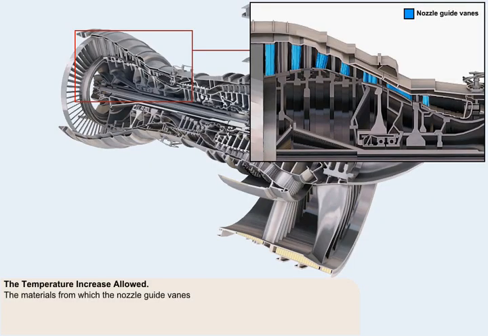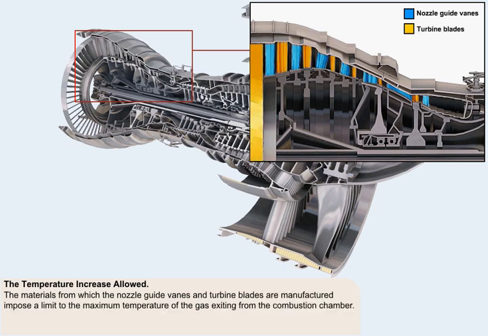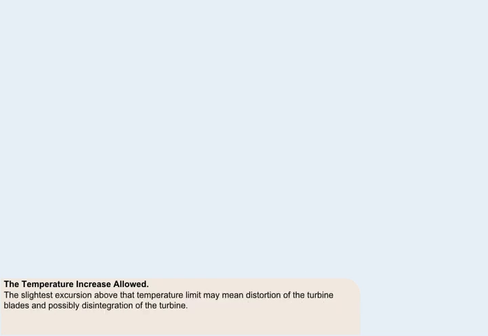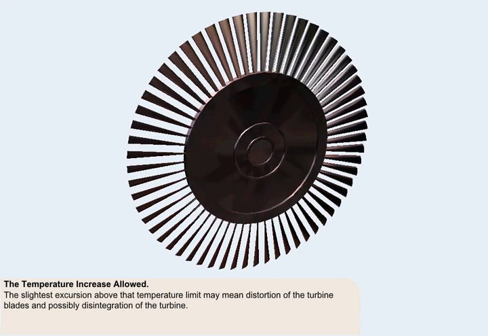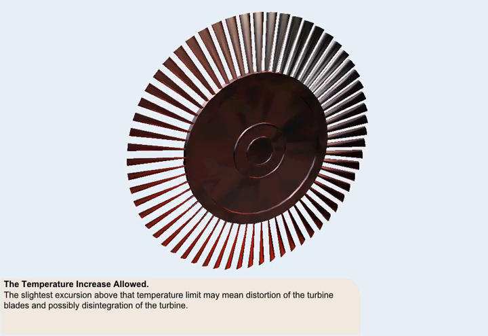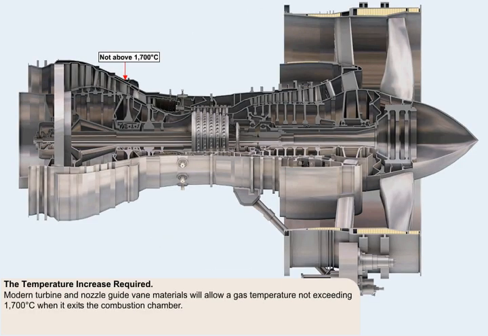There is a limit to the maximum temperature of the gas exiting from the combustion chamber. This is imposed by the materials from which the nozzle guide vanes and the turbine blades are manufactured. The slightest excursion above that temperature limit will mean distortion of the turbine blades and the possible disintegration of the turbine, with probably catastrophic results. Modern turbine and nozzle guide vane materials will allow a gas temperature not exceeding 1700 degrees Celsius when it exits the combustion chamber.